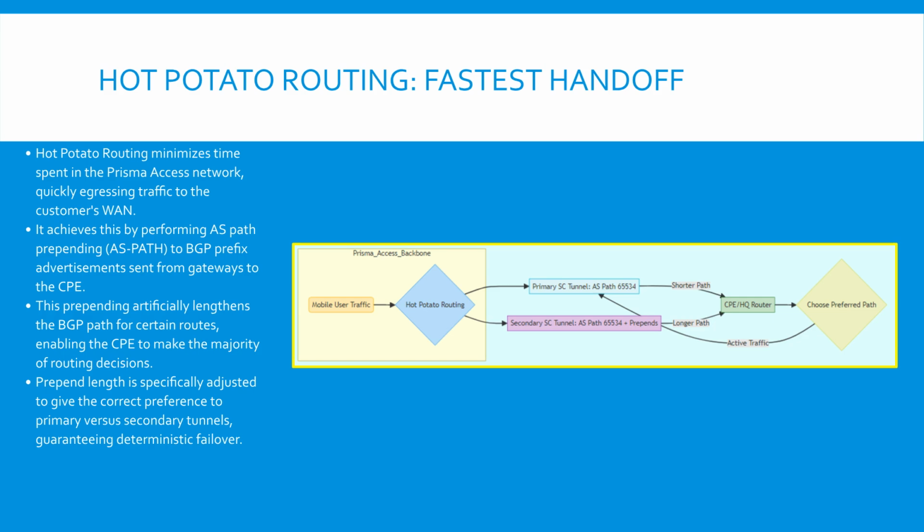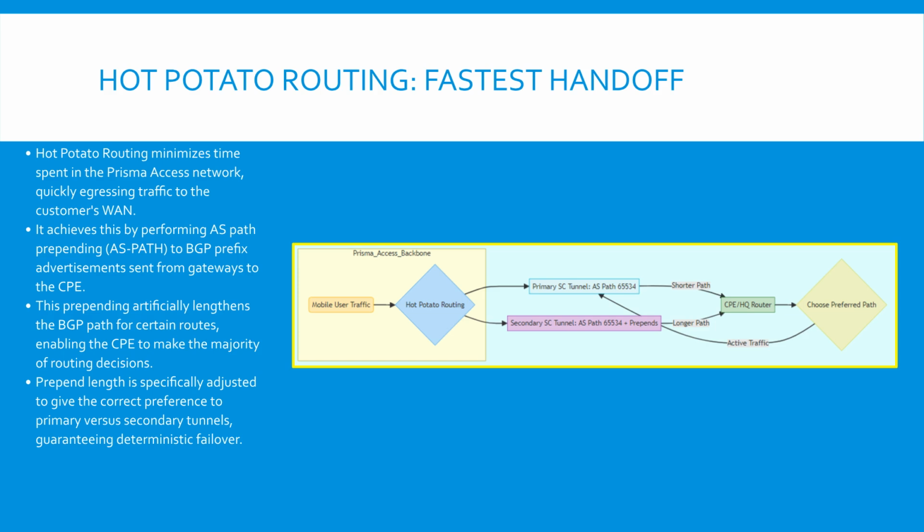When Prisma Access advertises routes using BGP, it deliberately adds its own autonomous system number multiple times to the route path. This makes the path look artificially longer to BGP routing logic, which always prefers the shortest path. By adding more prepends to a secondary or backup tunnel compared to the primary tunnel, if the primary tunnel goes down, the CPE instantly switches to the secondary tunnel because it then appears to be the next shortest available path. This ensures predictable, deterministic failover.